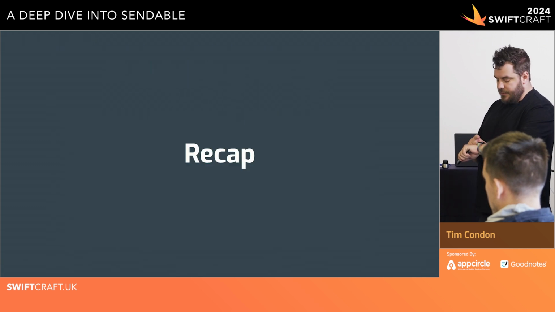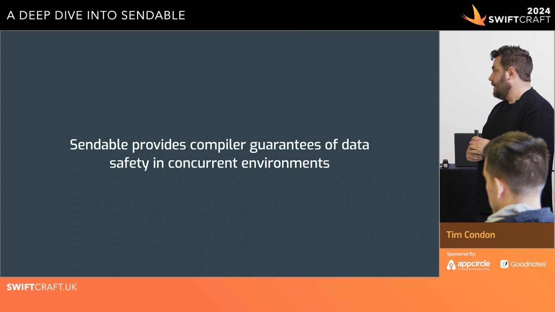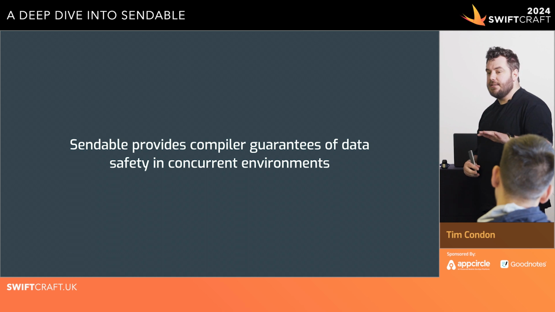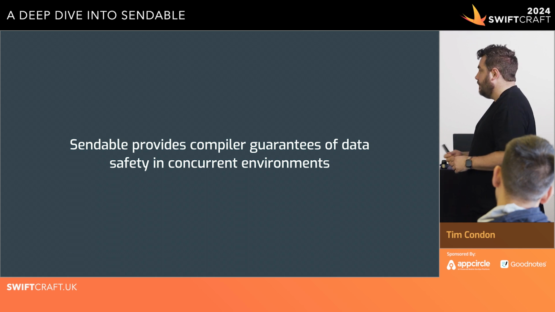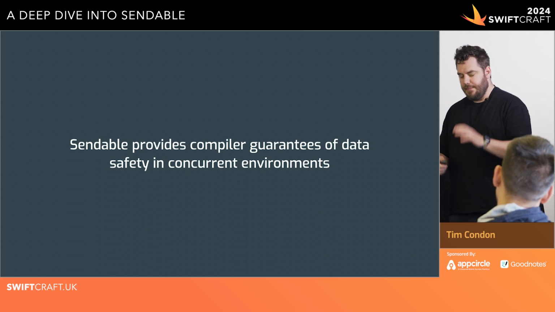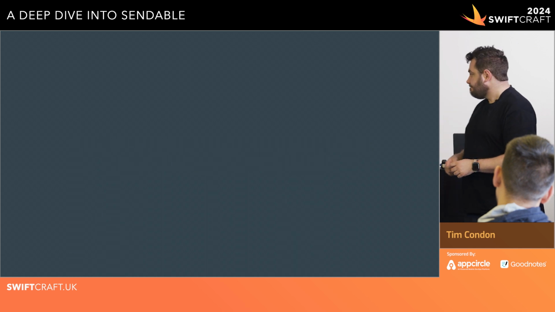So, to recap, Sendable provides compiler guarantees of data safety in concurrent environments. So think of it as thread safety, but it is a way of the compiler telling you when your code is not safe. It's not that complex to actually think about and reason. It's a bit more complex to actually implement.